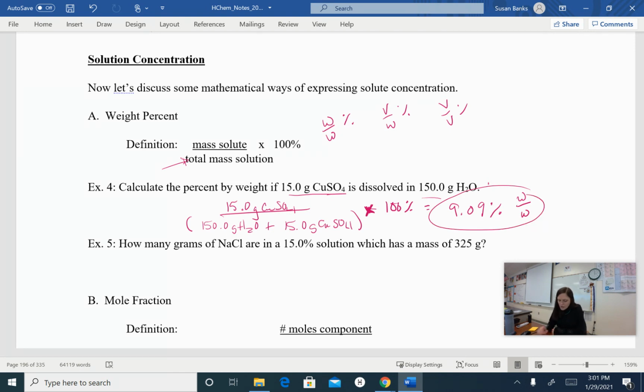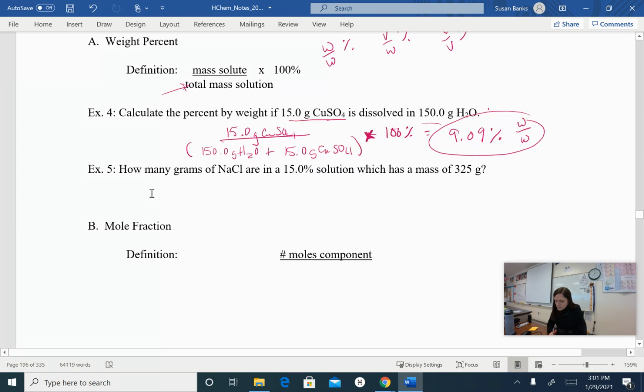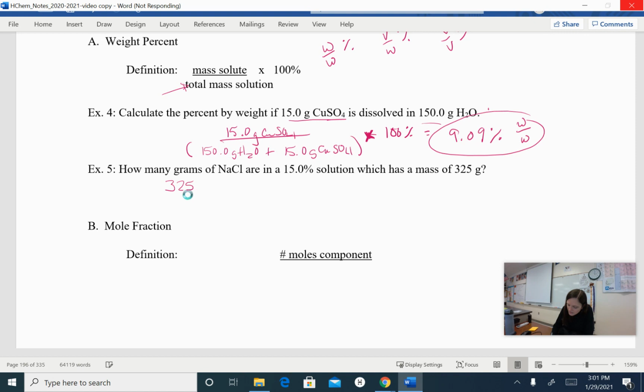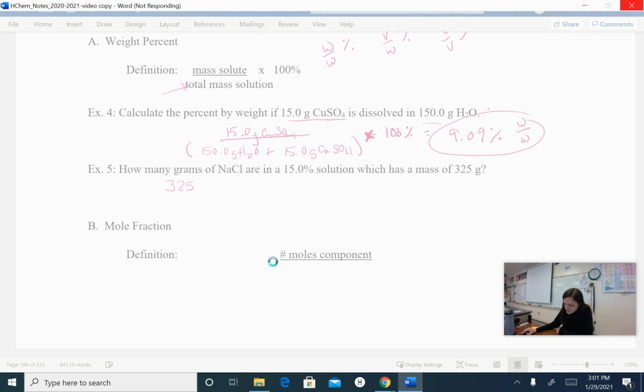Okay? So how many grams of sodium chloride are there in a 15% solution that has a mass of 325? So what's 15% of 325? How do I figure that out? I can do this two ways. I can just multiply 325 by 15% in decimal form. If I make 15% in decimal form, it's just going to be 0.15. And I would just take 0.15 multiplied by 325. Okay, and my computer wants to think some more.